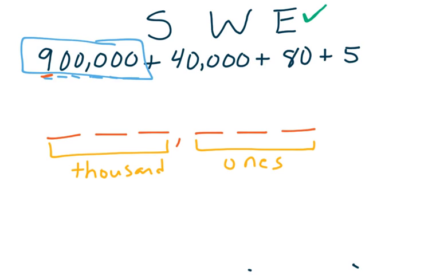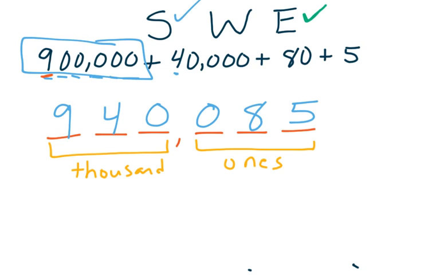Okay, now I can start to fill in my numbers. All I have to do is look at the value of those digits. My 9 is in my hundred thousands place. My 4, the value of that is in my 10,000s place. I don't have anything in my thousands place, so I can put a 0. I don't have anything in my hundreds place, I can put a 0. My 8 is in my tens place, it's worth 80, and then my 5 is in my ones. So I filled out my number. From here, I can read my number. It's a lot harder to read it when it's in expanded form than when it's in standard form. So from standard form, I can read it and then write it into word form.